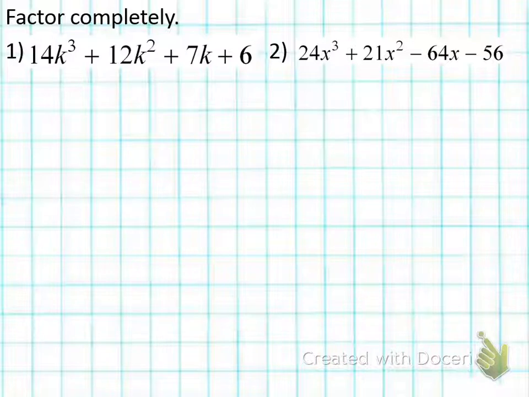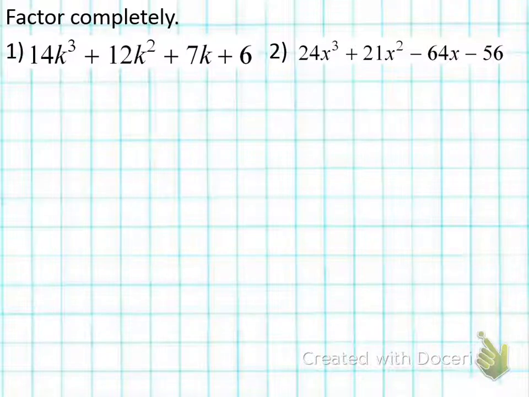So what I do with this kind of problem is look at the coefficients. We have 14, 12, 7, and 6, and I'm looking for common factors. 14 and 12 have a common factor of 2. 7 and 6 don't have a common factor, so that's not good. But if I take a step back, what about 14 and 7? What's a common factor between 14 and 7? 7, right? That's even bigger than 2.